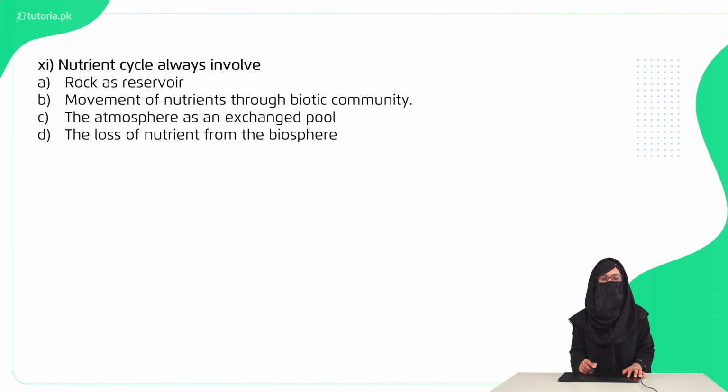Question 11: nutrient cycles always involve rock as a reservoir. B, movement of nutrients through the biotic community. C, atmosphere as an exchangeable pool. D, the loss of nutrients from the biosphere. The right option is option B, movement of nutrients through the biotic community.